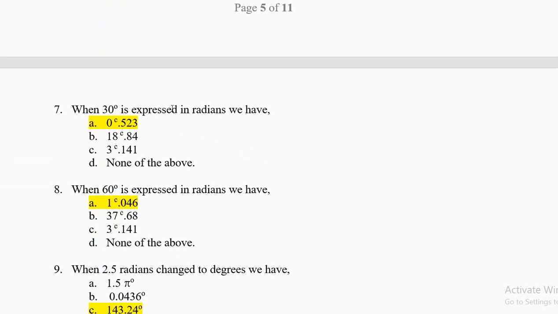When 30 degrees is expressed in radians, just think about it, pi radians is 180 degrees. So 30 degrees will be 30 divided by 180 into pi. You will get 0.523 radians. This C means radians and this full round means degrees.